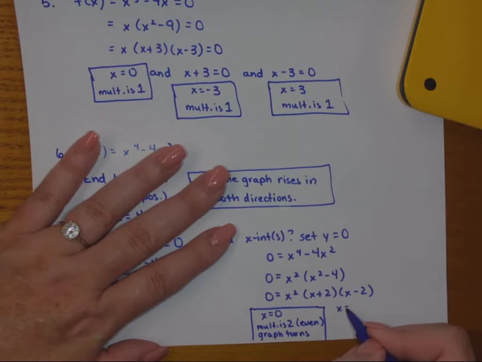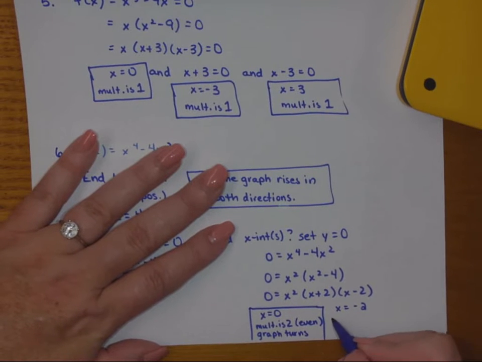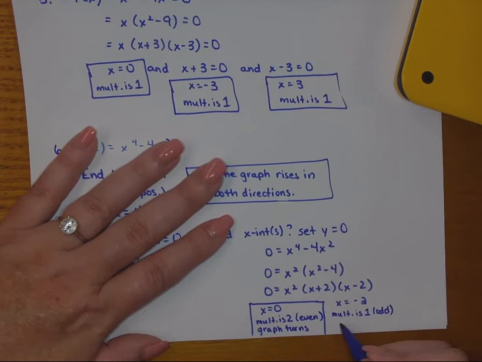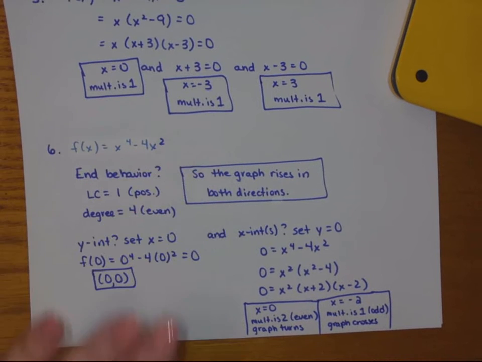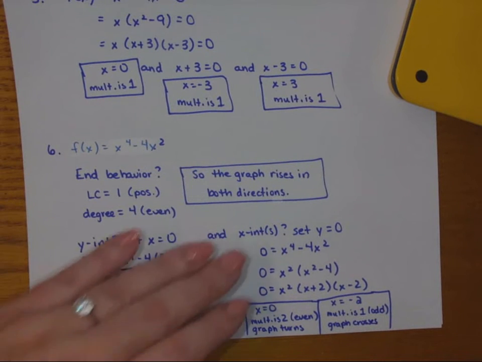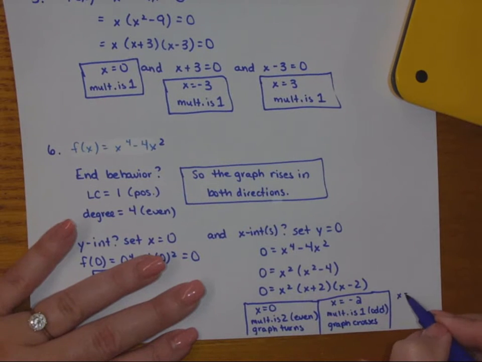Then notice I get x equals negative 2 for the middle parentheses. The multiplicity of that one is just 1. It just occurs one time, but that's an odd multiplicity, so it means the graph goes through or crosses. I don't care how you say it, as long as it makes sense to you. And then last but not least, we get x equals 2 for the last one. Again, the multiplicity there is 1, which is odd. So the graph crosses.